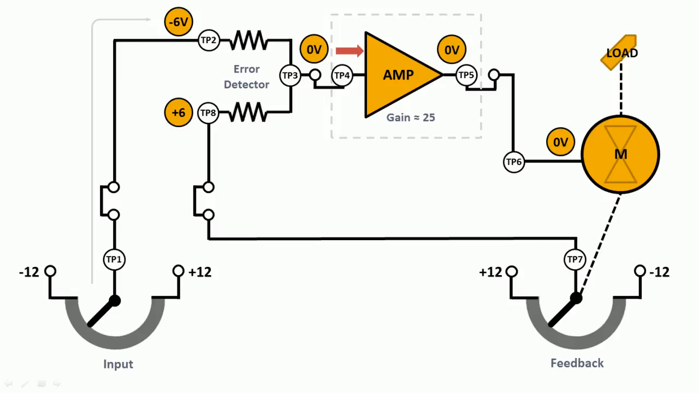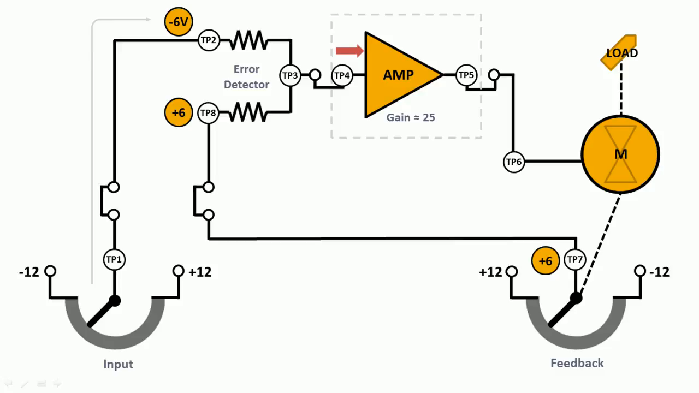turning. It is important to understand that the motor stopped turning only when the feedback potentiometer's voltage was equal and opposite the input potentiometer's. In this case, the negative 6 volt input at TP2 was matched by a positive 6 volt feedback signal at TP8. If you don't understand this concept, don't worry. Later in this tutorial, I will cover potentiometers and voltage dividers.